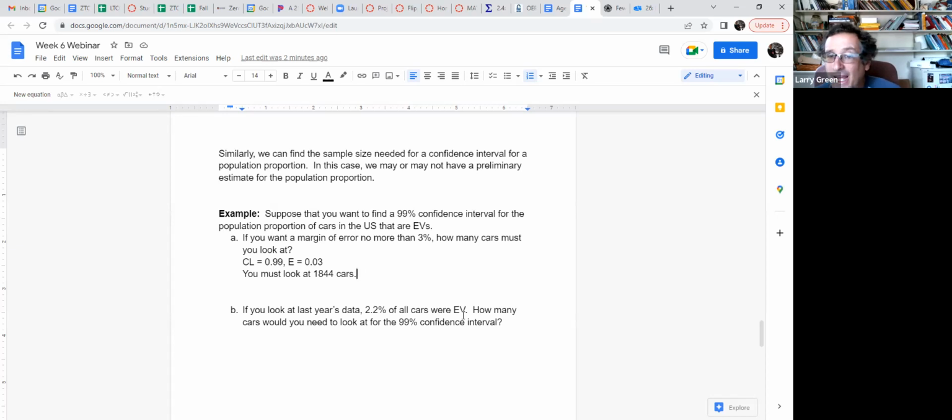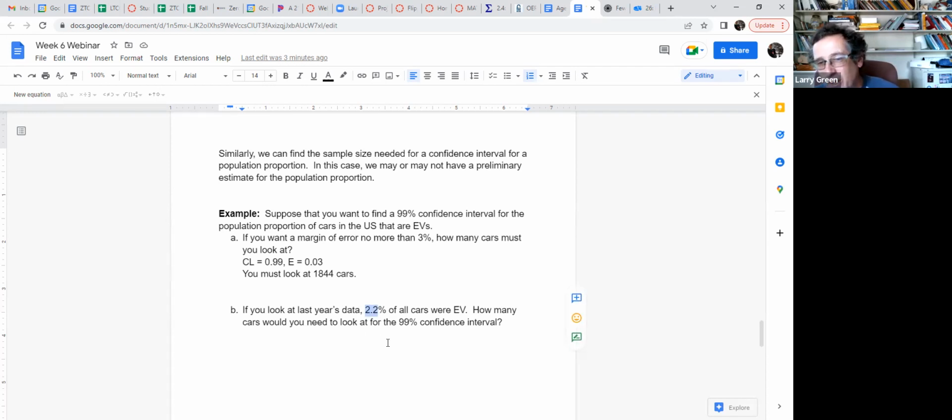Yeah, now we have an estimate for the population proportion, whereas in part A, we didn't have an estimate. And note 2.2% as a decimal, what number is that? So how do you convert this to a decimal? I want to make sure y'all know how to do that. 2.2%.